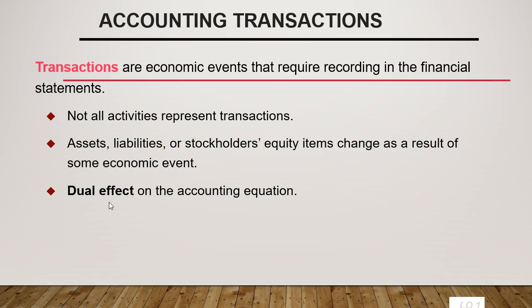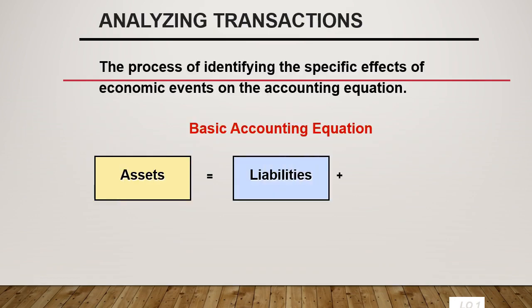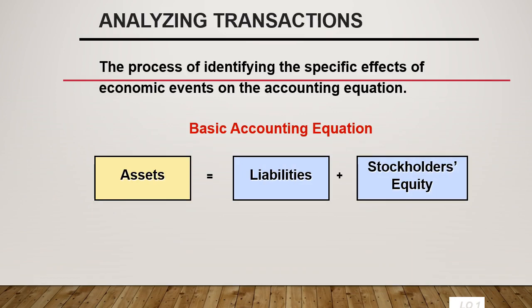What does that mean? That means that when recording a transaction to the accounting equation, the accounting equation must always be in balance. So to further explain that, let's go through some actual transactions. So here we have what's known as the basic accounting equation that says assets equal liabilities plus stockholders' equity. By dual effect, what we mean is that this accounting equation must always be in balance. The total assets of a business must always equal their liabilities plus their stockholders' equity.